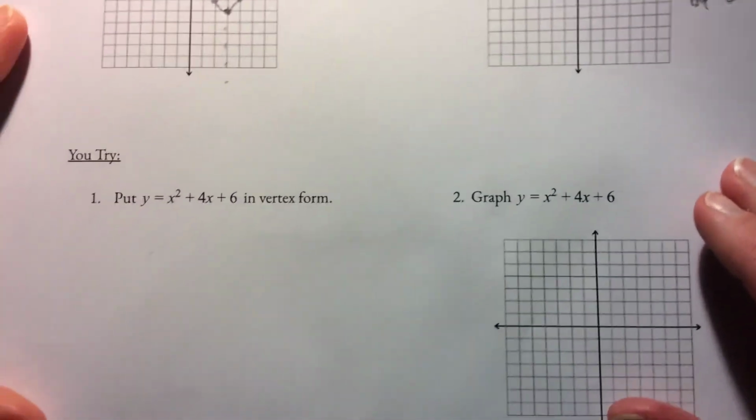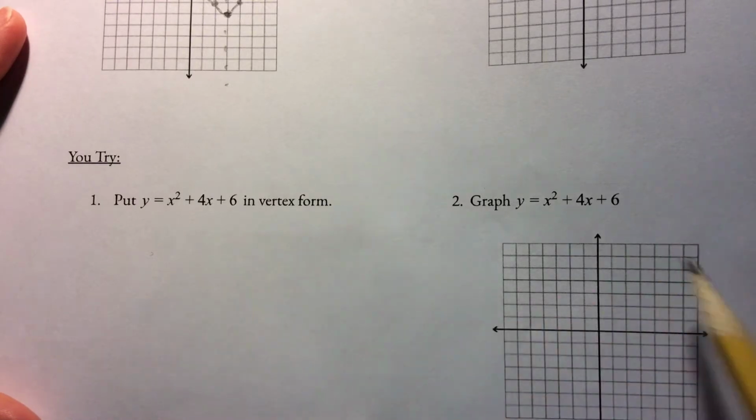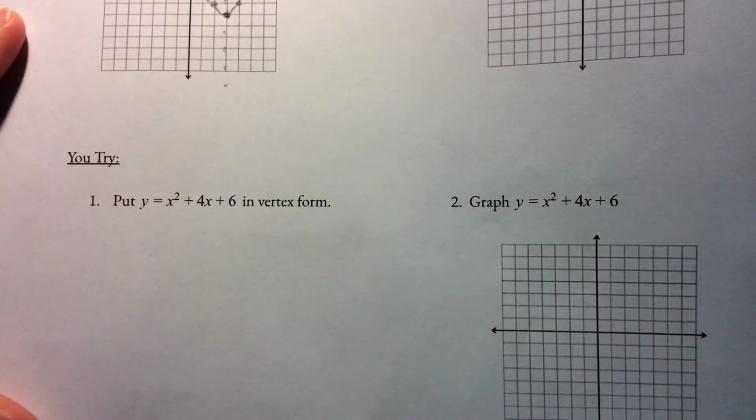Alright, so what you need to do is take this guy and put that into vertex form, and then get a graph of it here.